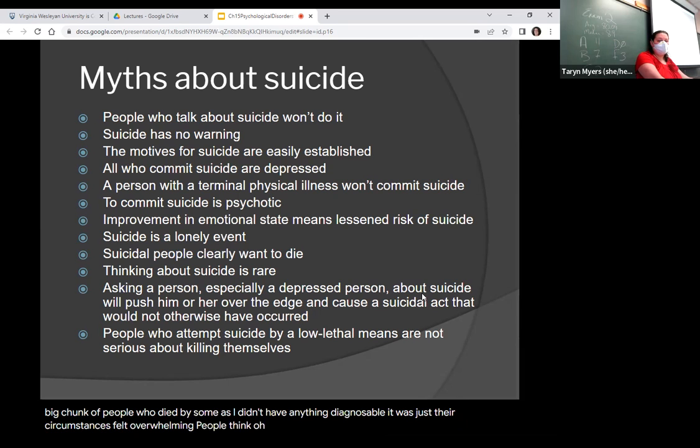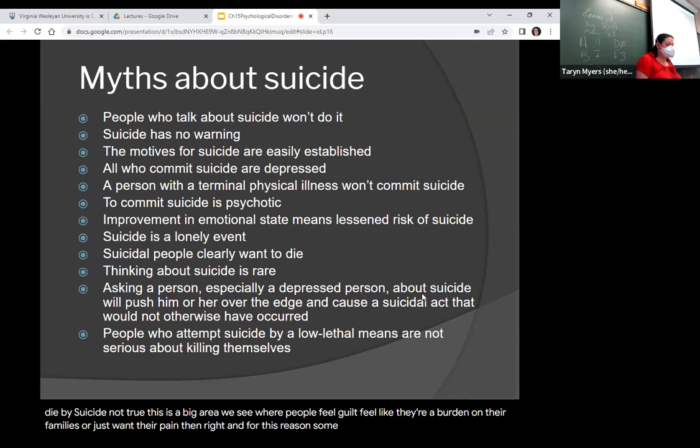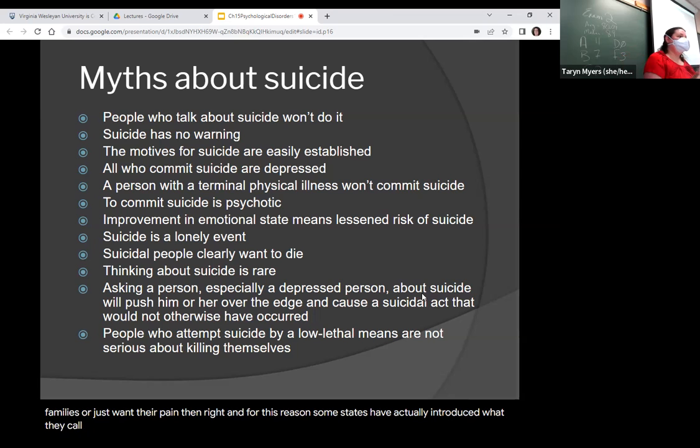People think, oh, someone with a terminal physical illness won't die by suicide. Not true. This is a big area where we see people feel guilt, feel like they're a burden on their families, or just want their pain to end. For this reason, some states have actually introduced what they call death with dignity laws, where your doctor can prescribe you an overdose of something like morphine, and you can go home and choose when you pass away.